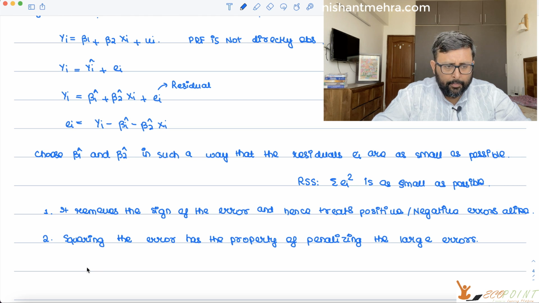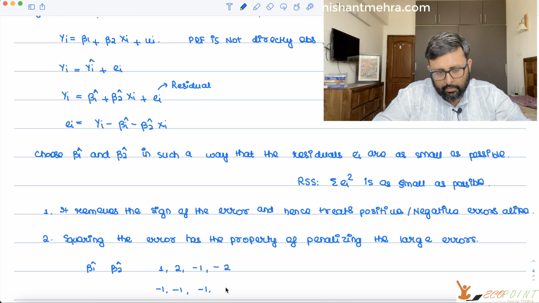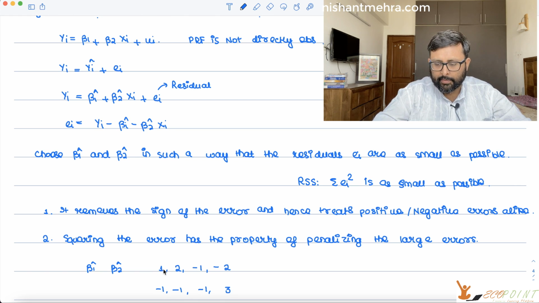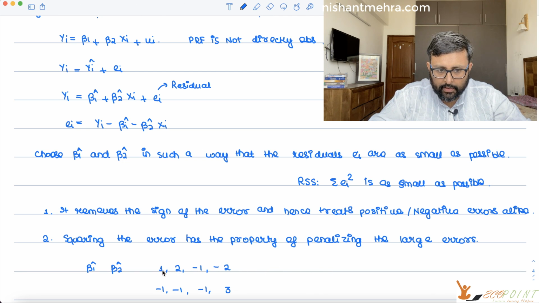For example, you have estimated beta 1 hat and beta 2 hat, and the residuals were coming out to be 1, 2, minus 1, minus 2. Fair enough. And for another choice, the residuals were coming out to be minus 1, minus 1, minus 1, and 3. Something like this, right? What is the absolute sum here? It is 2 plus 1 is 3, minus 2, minus 1 is minus 3, that is 0. That's the sum. Here also, the sum is the same for both of them.